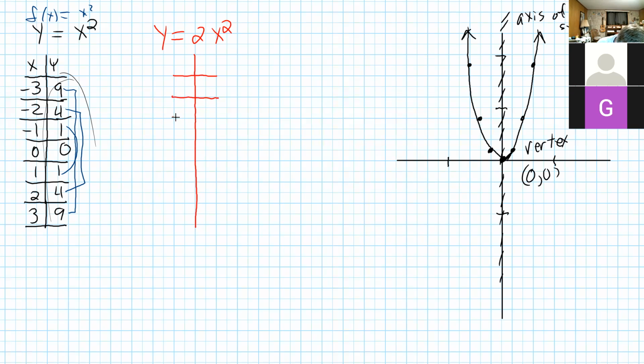And I'm going to use the same x values, -3 to +3. Now, order of operations, y equals 2 times -3 squared. Would you take the 2 times the -3 first, or would you square the -3 first? What would you do first?